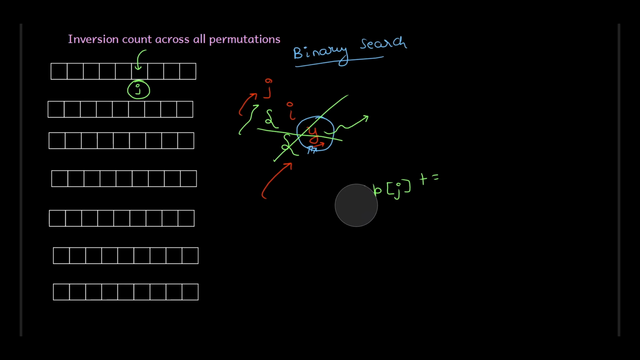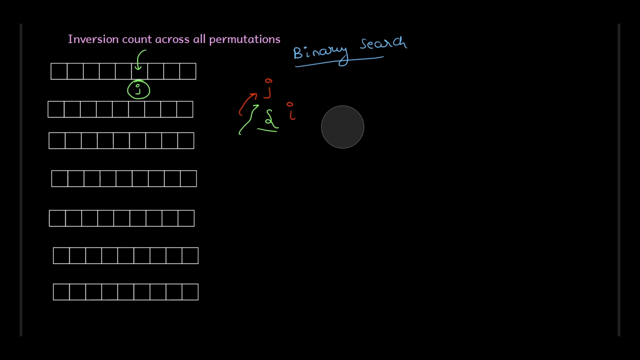So actually there is a way to get rid of this and find out the contribution of this j directly, without iterating over either x or y. So let me show you how.